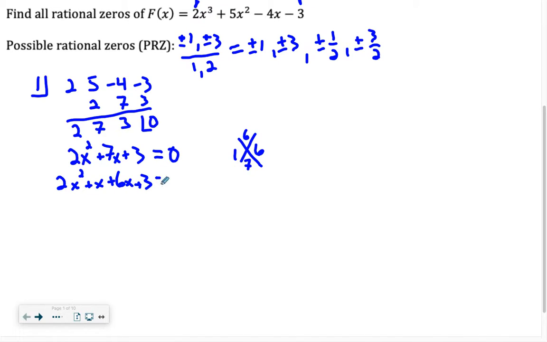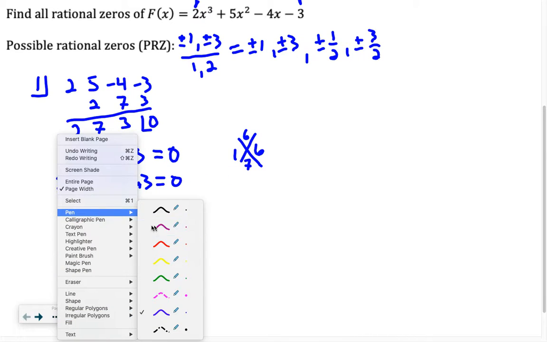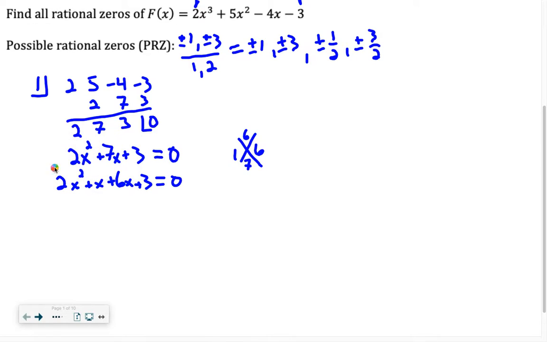Remember, if my leading coefficient on the quadratic is not 1, I have to factor by grouping at this step. So I will group the first two terms, group the second two terms.